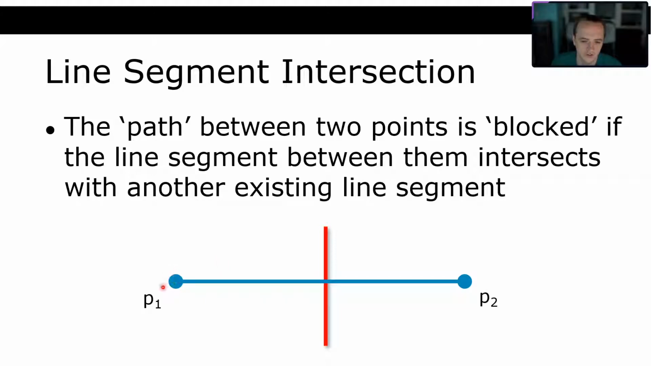So for example, if we're here at point 1 and we're asking the question, can we see point 2, then the answer to that would be no. And so we've detected that there's an intersection. So that's the first form of raycasting. It's just basic line segment intersection, which is returning a Boolean: is there an intersection? And the answer to that is yes or no.